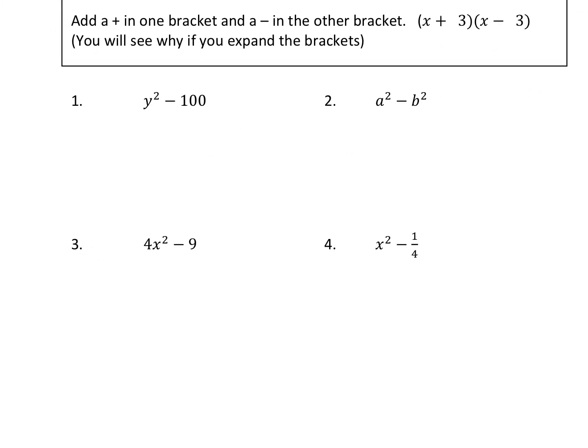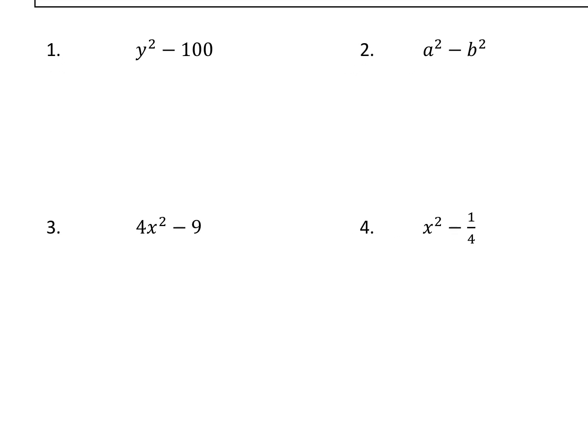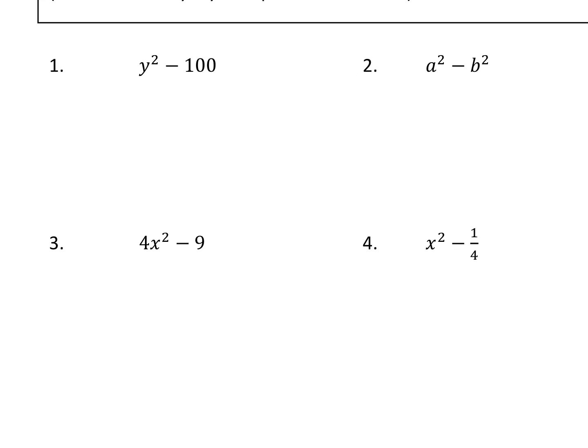Okay, so this one's more about spotting and identifying it, and you can nearly just write down the answer once you see it. So in number 1, we've got two square numbers. We've got y squared and we've got 100. The square root of y squared is y. The square root of 100 is 10. And then you put your plus and your minus in, or your minus and your plus.